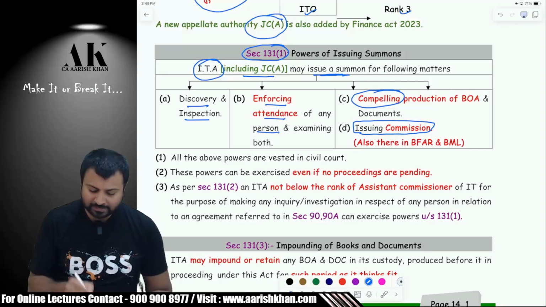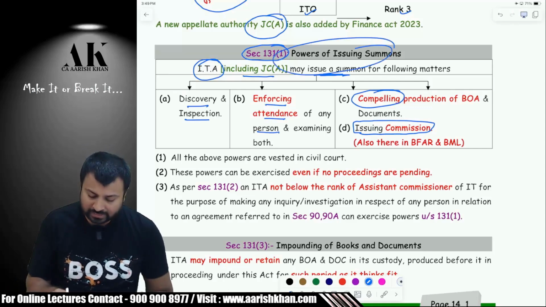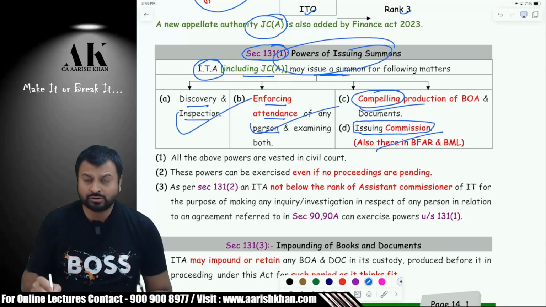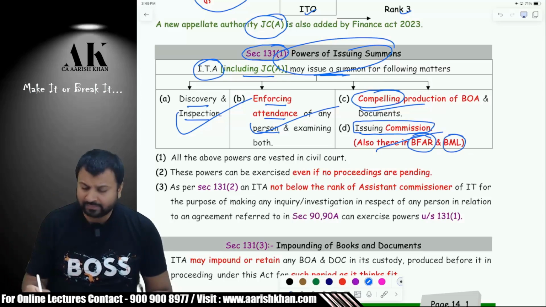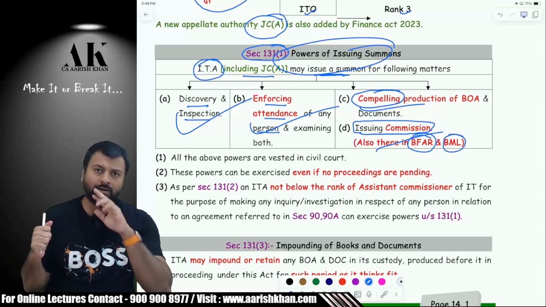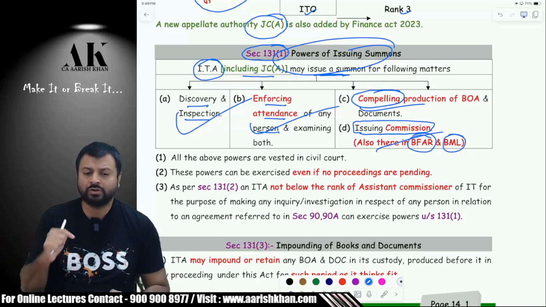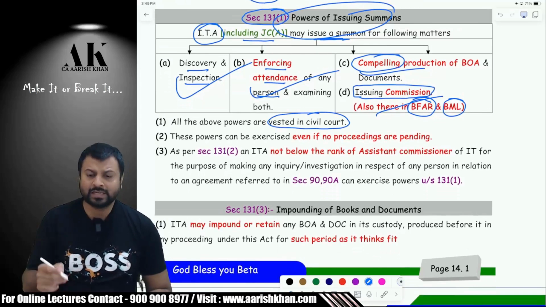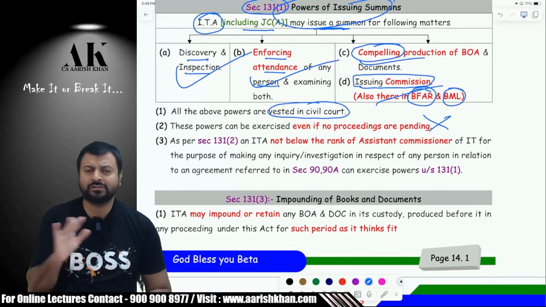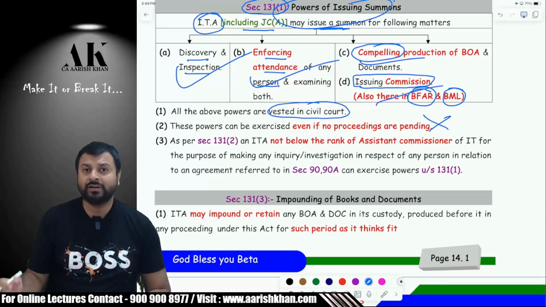Okay. Now this power of issuing summon, points number 1, 2, 3, 4, is also there with the Board for Advance Ruling, which we are going to do later on in direct tax, and it is also there for the black money law. Even in the black money law, the authorities have the power to issue summon. Generally, these powers are vested with civil courts. These powers can be exercised even if no proceedings are pending in front of the Income Tax Department. There is no need for pendency of any proceeding; even without pendency of income tax proceedings, this summon can be issued by the Income Tax Department.